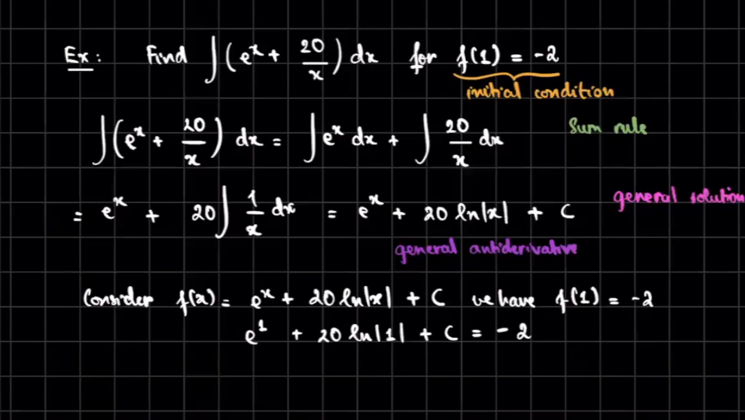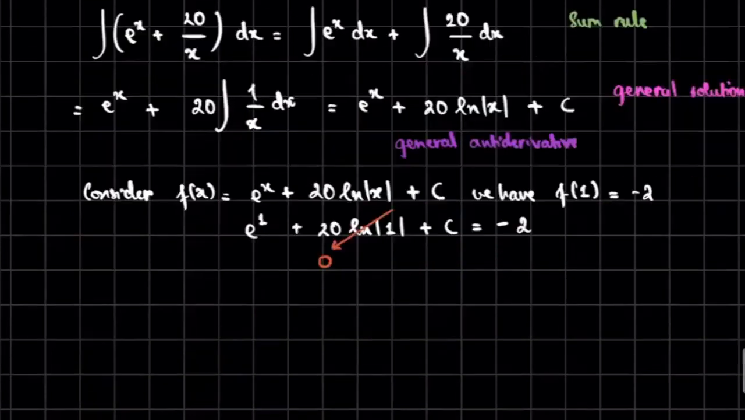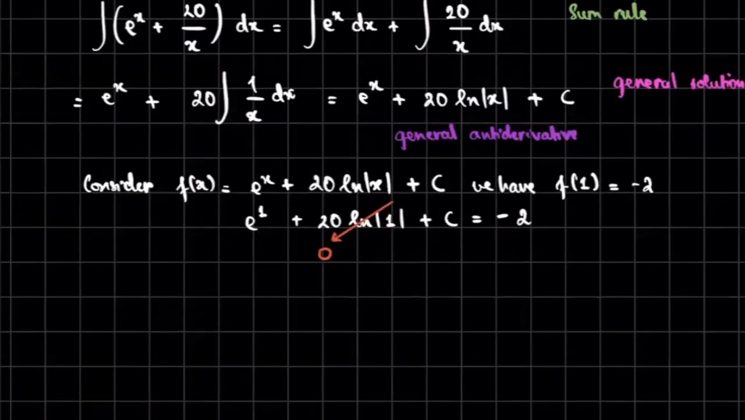So ln of 1 is equal to 0. So you have this term to be 0, and you're left with just e to the first power plus c equal to negative 2, or c is equal to negative 2 minus e. Given the initial condition, you know the exact value of c. In this case, c is equal to negative 2 minus e.